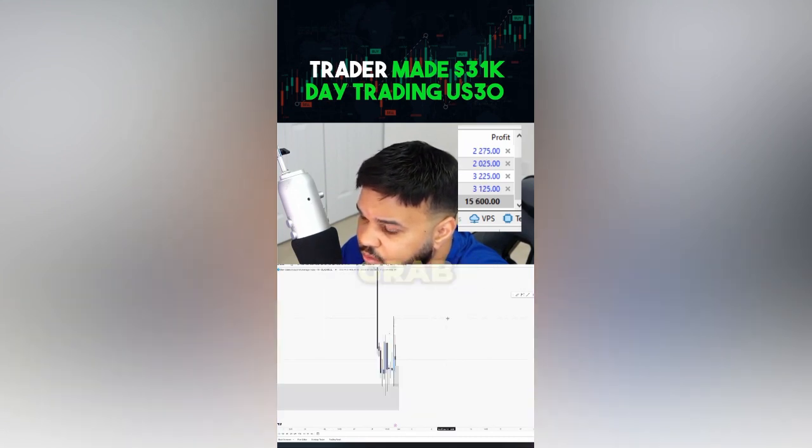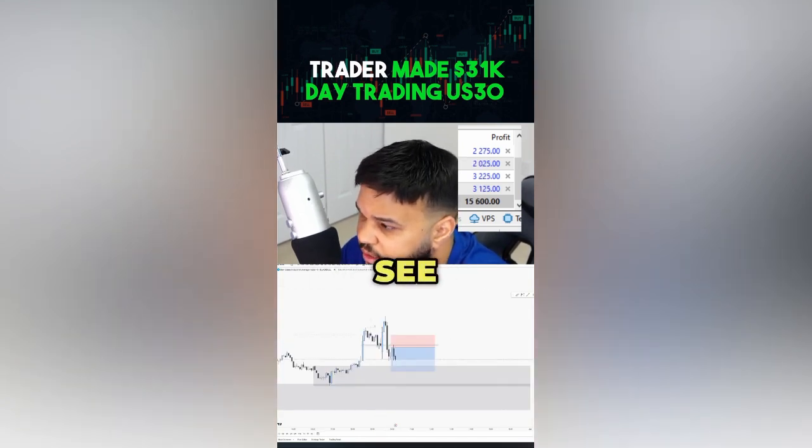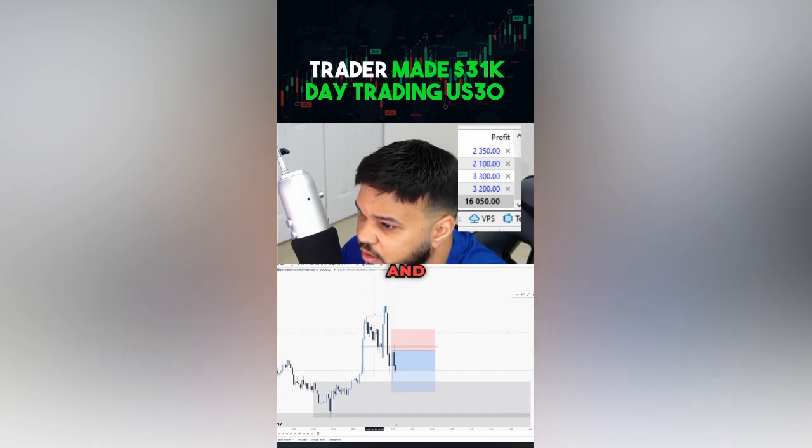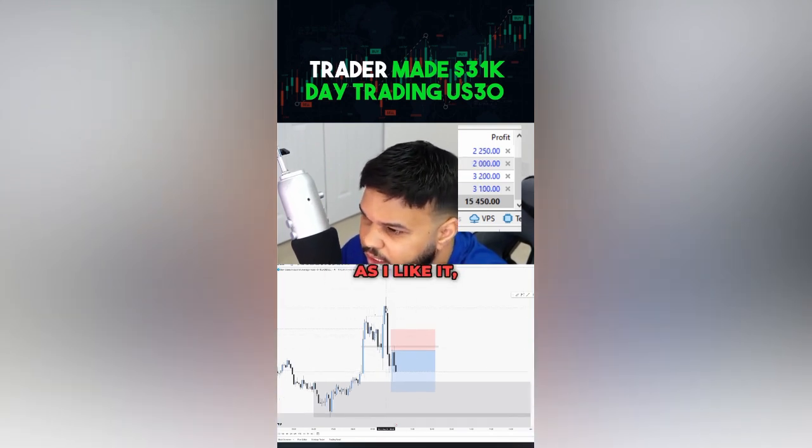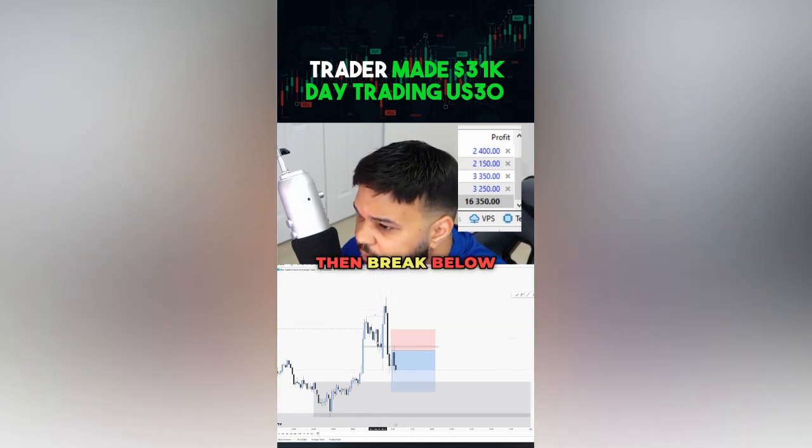I wait for the market to grab liquidity out of this lower high on the 4 hour. Once it grabbed liquidity, I jump to the lower time frame. You guys can see that we start creating lower lows and lower highs. Then this liquidity grab happened exactly at 9:30, as I like it. Grab liquidity, then break below here.